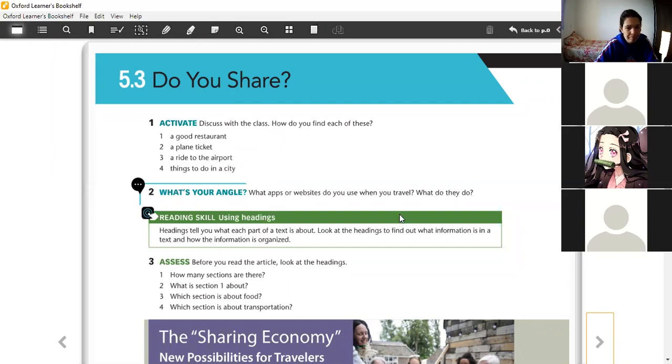So good. What apps or websites do you use when you travel? What do they do?